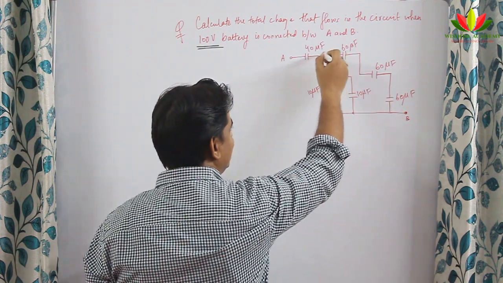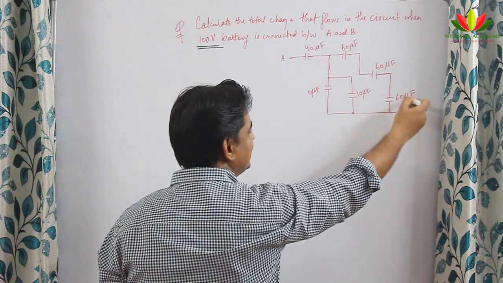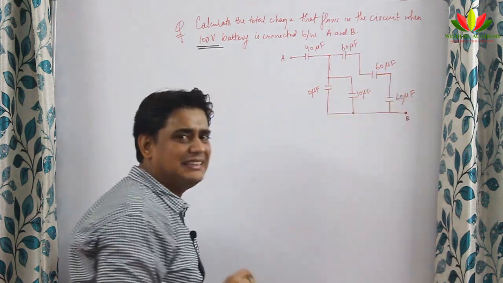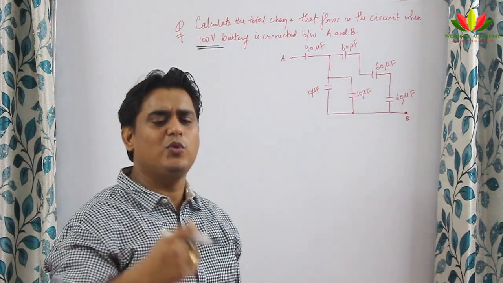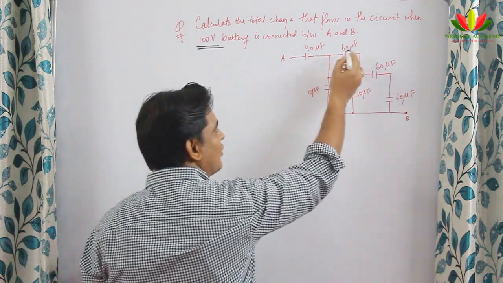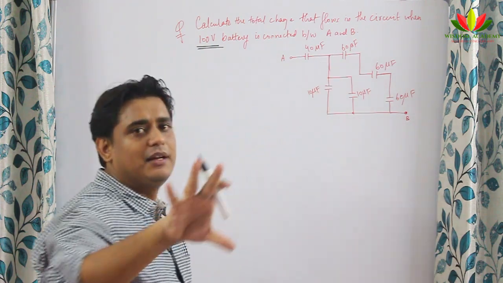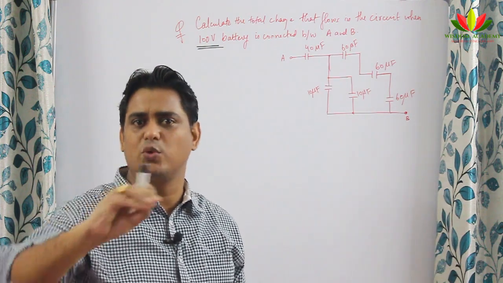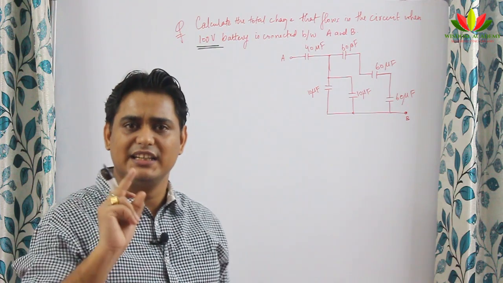You can see very clearly that 60, 60 and 60, these three capacitors are in series. Someone may ask how to find whether a capacitor is in series or parallel. For that, what I suggest is pass a charge from here. If the charge gets split up, it is parallel connection. If the charge goes the same in all the capacitors, it is series connection.